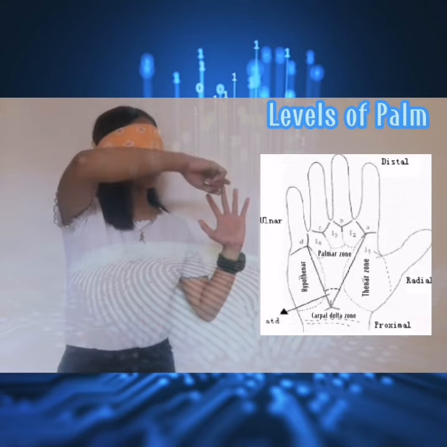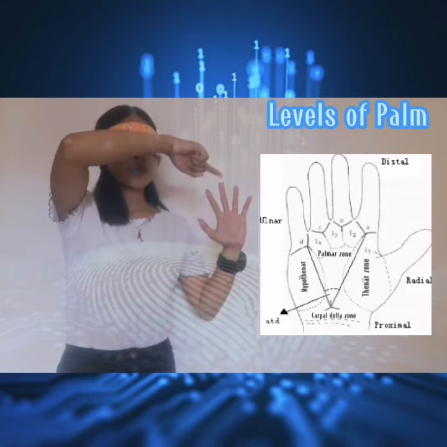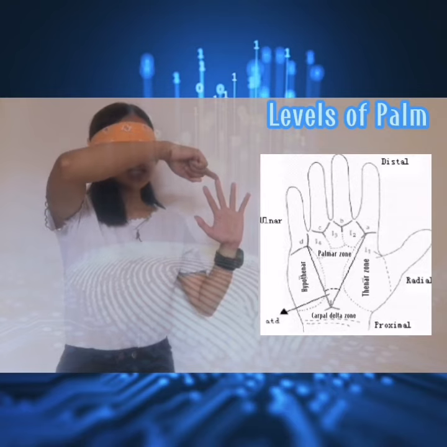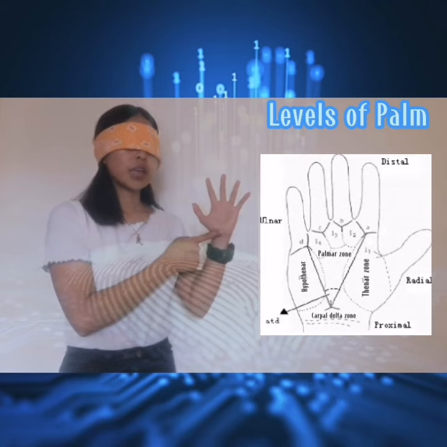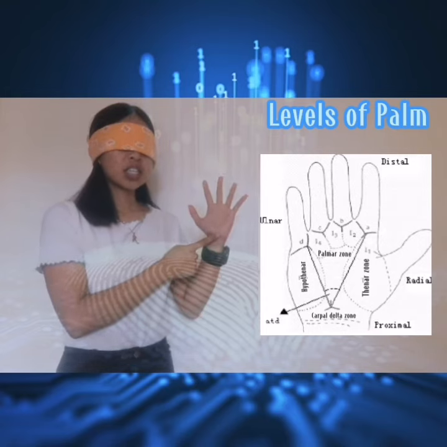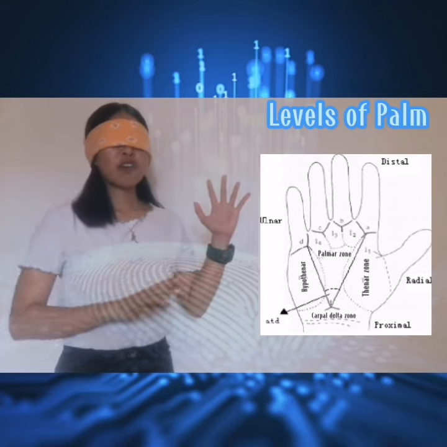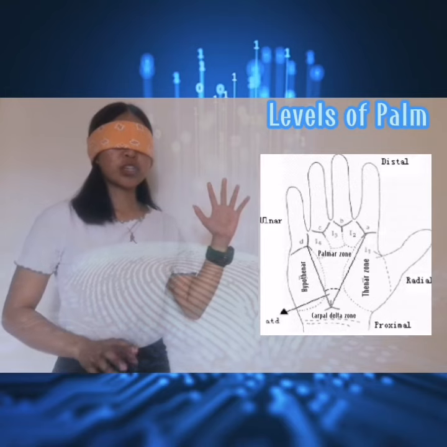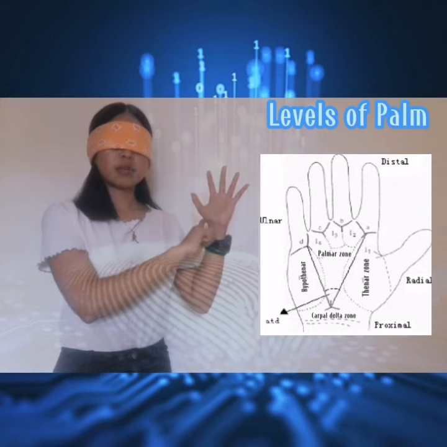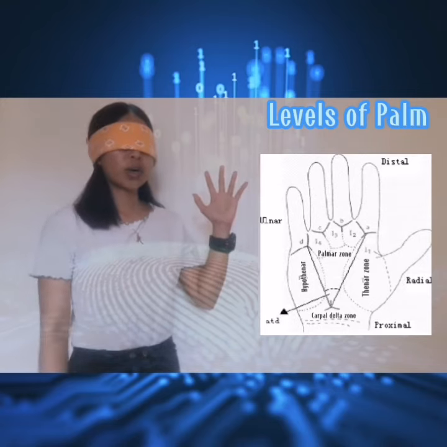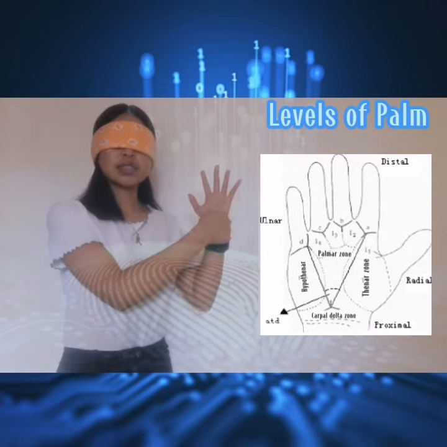Next are the levels of the palm. First is the distal side. Distal side is towards our fingertips. Next is the proximal side, towards the wrist. The radial side is the side where a loop is shown having ridges flowing towards the radius bone or the thumb side. And the ulnar side is towards the ulna bone, where the little finger rests.